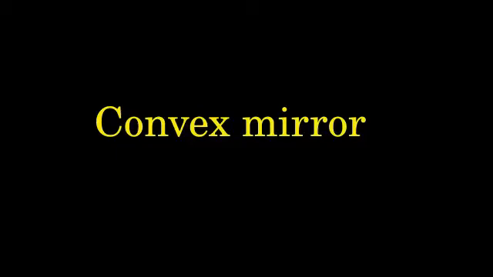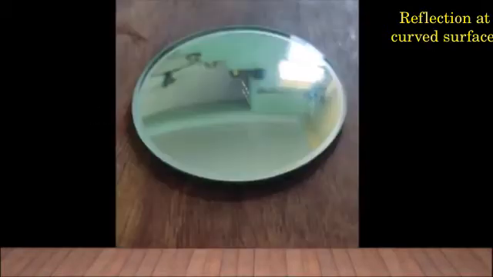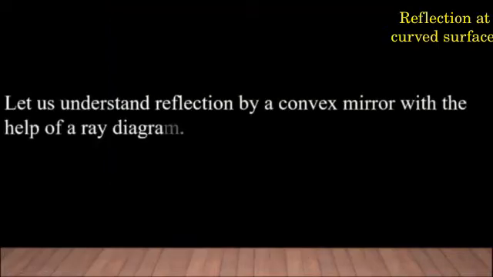Today, let us understand how reflection takes place in a convex mirror. So, let's get started. First of all, let us see how a convex mirror looks, right? So you can see here, it is curved outwards, all right? Now let us understand the reflection by a convex mirror with the help of a ray diagram.